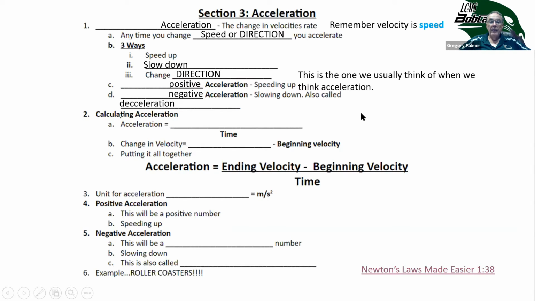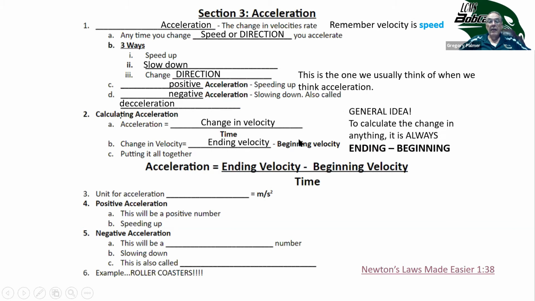Now, to calculate acceleration, we need to find the change in velocity, and we divide that by the time it takes. So to find the change in velocity, we take the ending velocity minus the beginning velocity, and this gives us the change in velocity. This is a general idea, and it's important because often in science on the SOL, or just in life, you're asked to find the change in anything. To calculate the change in anything, you take the ending minus the beginning.